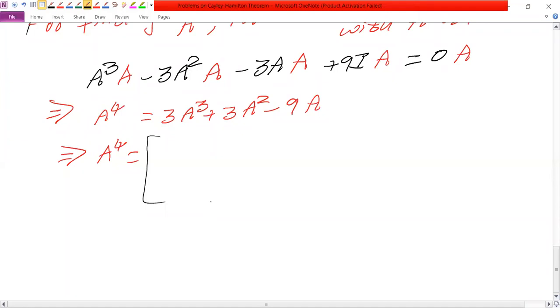So getting that, 972 minus 63, and second row elements 18, next 63.